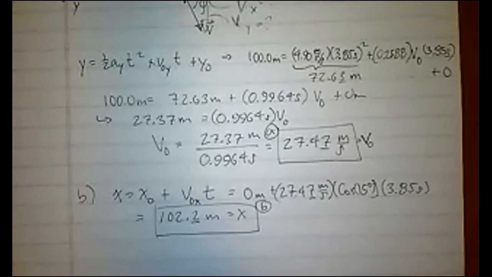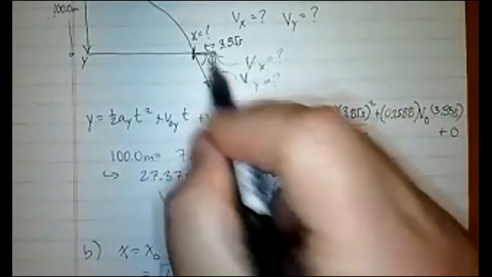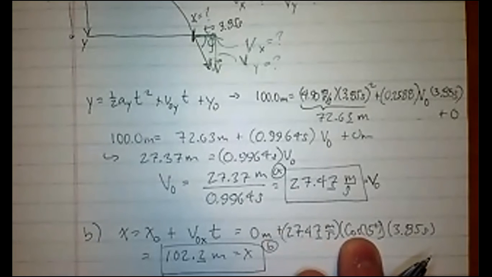Now, part C, we're asked what's this final velocity. So I know the x component of velocity is not going to change. So that 27.47 times cosine 15 is going to be it.